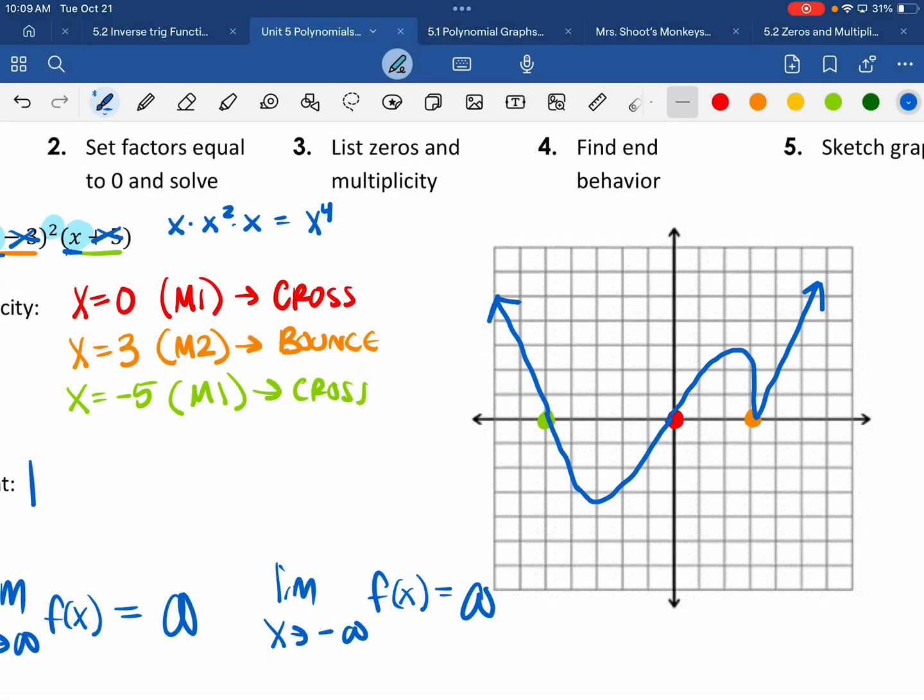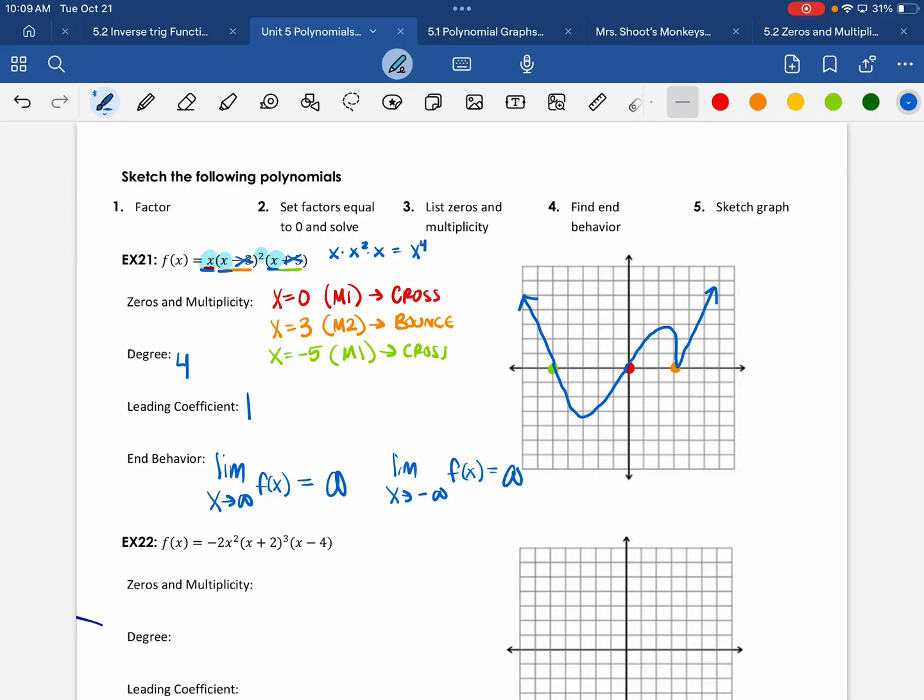We don't know how high it goes up, but we do know it's got to turn and come meet this orange point. And at the orange point, should you be bouncing or crossing? Bouncing, which makes sense because that is what's happening. It should match up with your end behavior. So you're bouncing and you're crossing and all of that good stuff. It should all match up with your end behavior. Otherwise, you did something wrong.